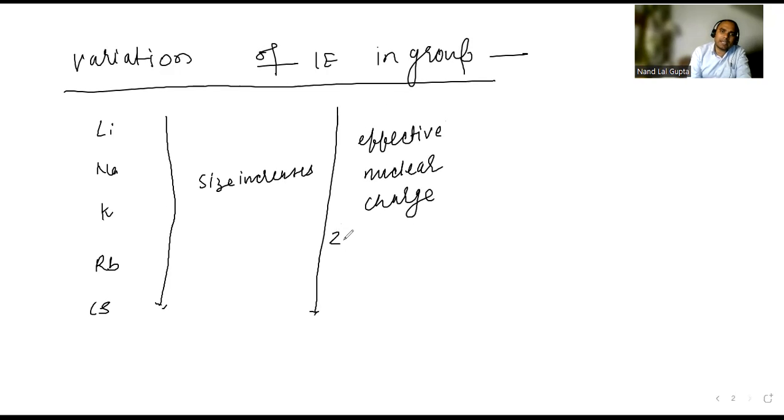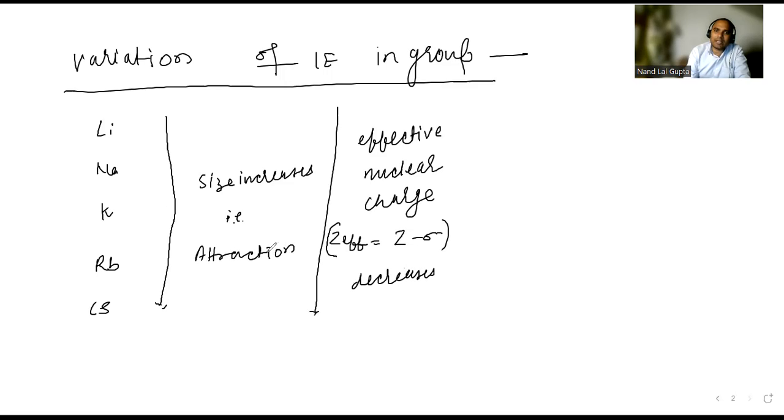Effective nuclear charge, Z effective is equal to Z minus sigma. Tell me, will it decrease or increase? Decreases. Effective nuclear charge decreases. So effective nuclear charge decreases means attraction will decrease or increase? Decrease.